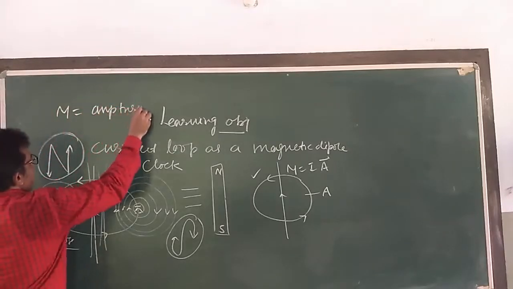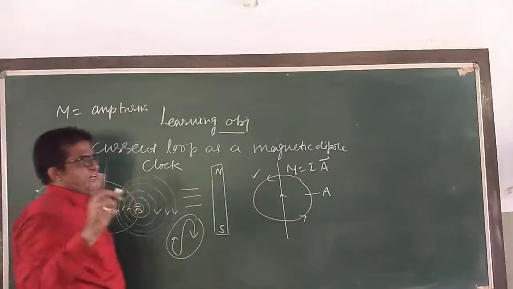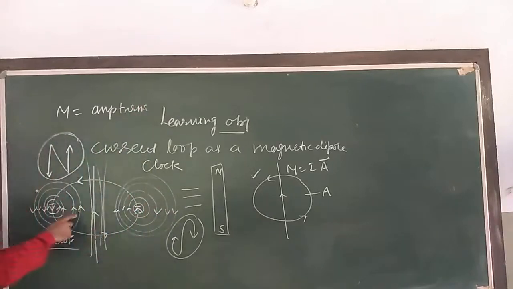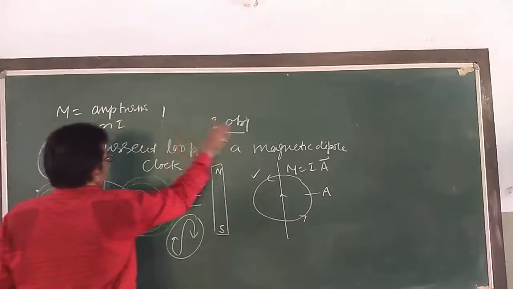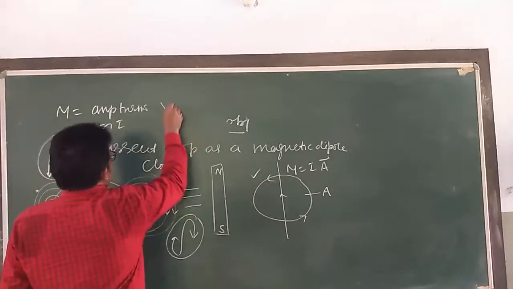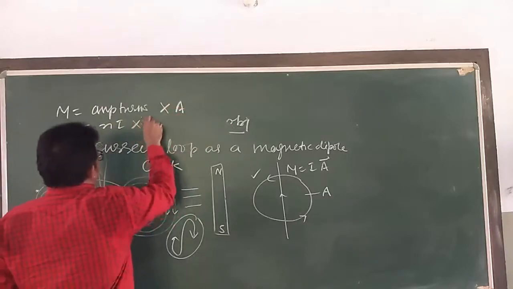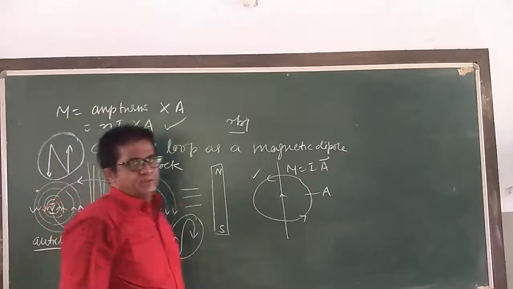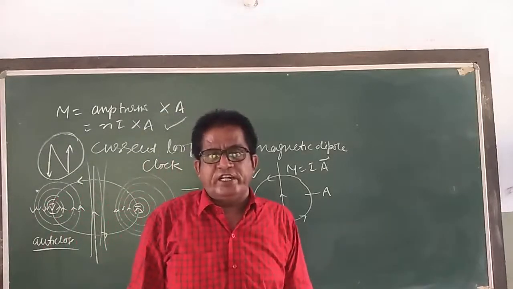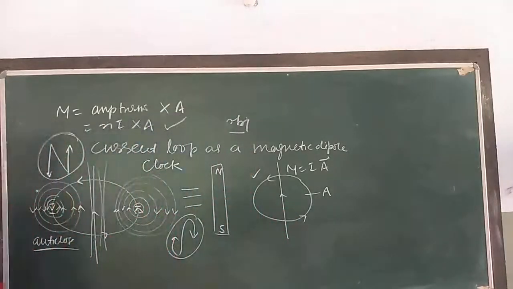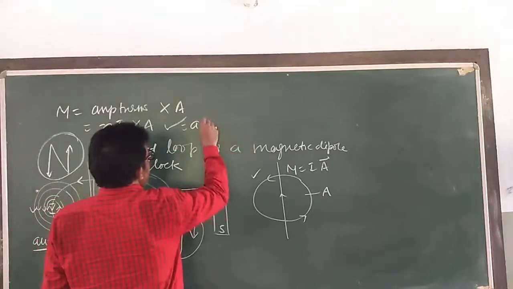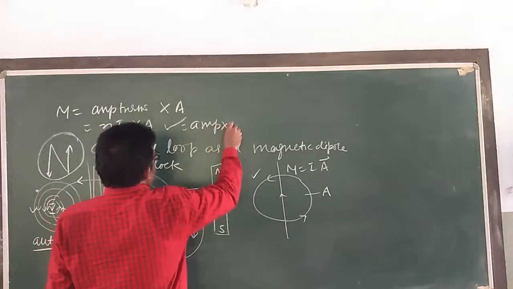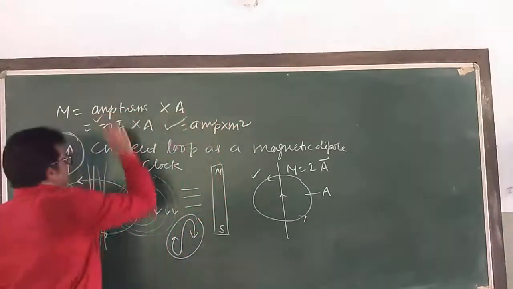That is ampere turns. How many number of turns are there? n. How much current is flowing? I. So M is n into I into area of cross section, where the area of cross section is A. This is called the magnetic dipole moment. The unit here is ampere into meter square. This formula we also have to use in numericals.